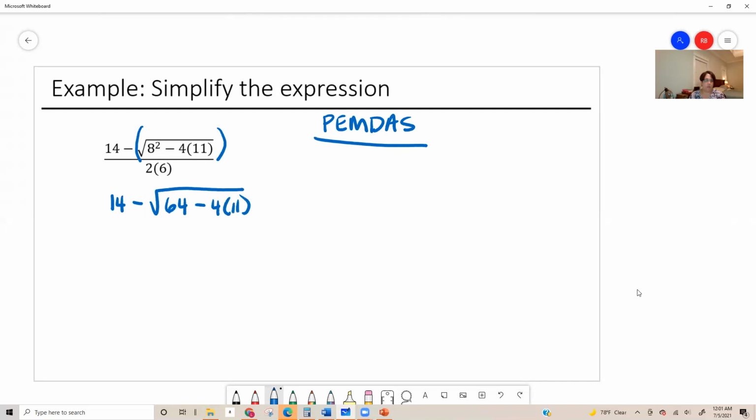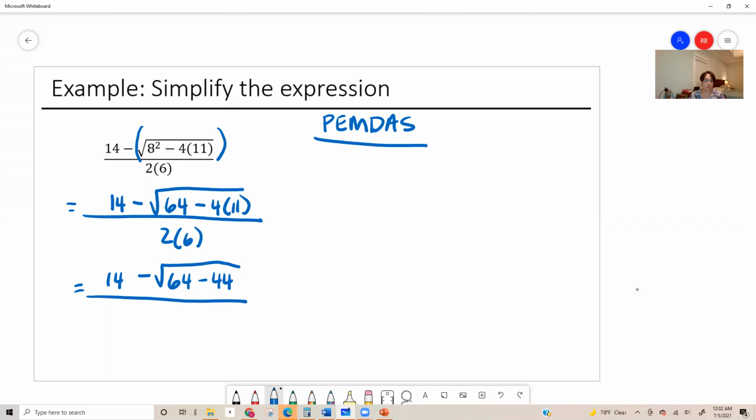4 times 11 all over. I'm leaving everything else the same. Okay, so then I'm going to say 14 minus, this is 64 minus 44 all over. I'm going to go ahead and do 2 times 6. Well, we won't do it yet. I don't want to confuse you.